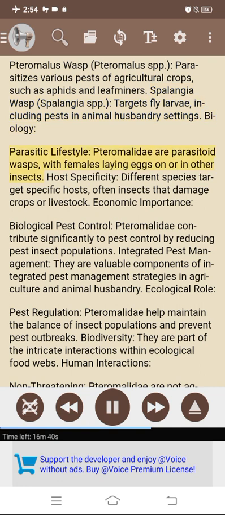Biology. Parasitic lifestyle. Terra melody are parasitoid wasps, with females laying eggs on other insects. Host specificity. Different species target specific hosts, often insects that damage crops or livestock. Economic importance. Biological pest control. Terra melody contributes significantly to pest control by reducing pest insect populations. Integrated pest management. They are valuable components of integrated pest management strategies in agriculture and animal husbandry.